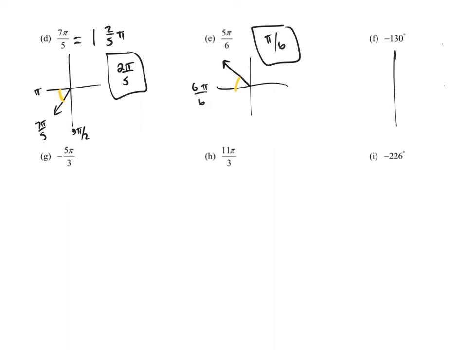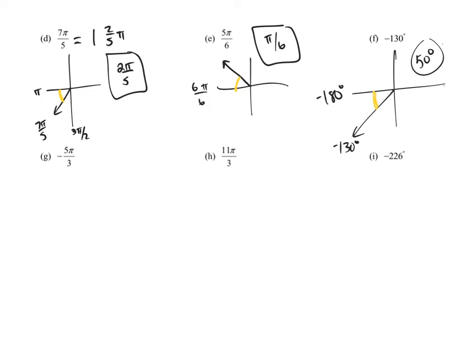Okay, for letter F, we have negative 130 degrees. Remember, that means that we're going to rotate clockwise. So negative 130 is actually going to put me here into quadrant 3. And the closest x-axis is going to be the one that is right here, which is being represented right now by negative 180 degrees. And so the difference between those two places is going to be positive 50 degrees.